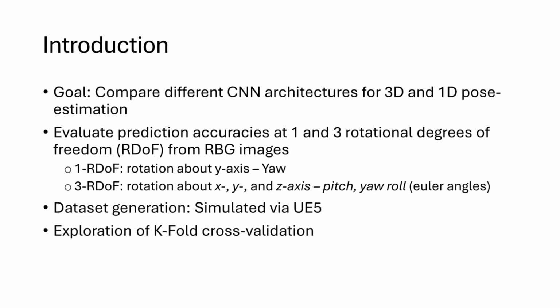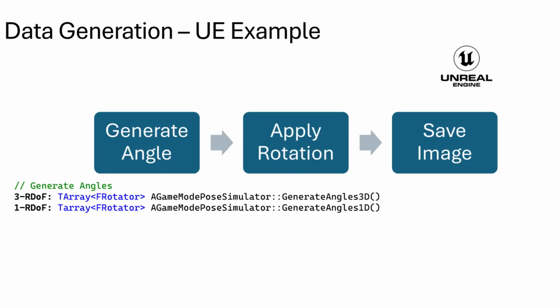The goal of this project is to compare different CNN architectures for 3D and 1D pose estimation. To do this, we are going to evaluate different accuracies at 1 or 3 rotational degrees of freedom. The images and data that we're using were generated through simulations in Unreal Engine. At the end, we're also going to touch base a little bit on k-fold cross-validation and how that could help us improve our model.